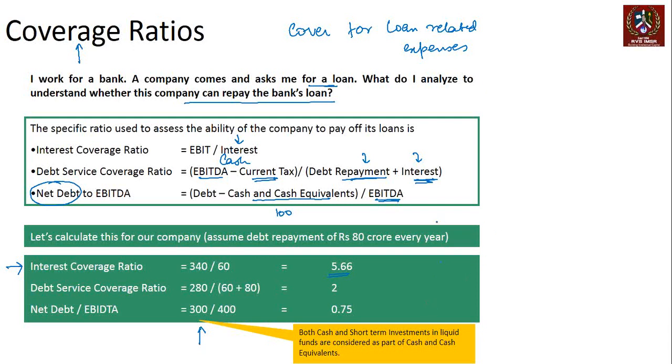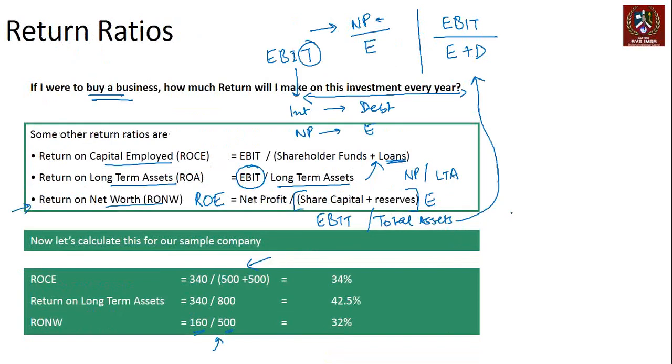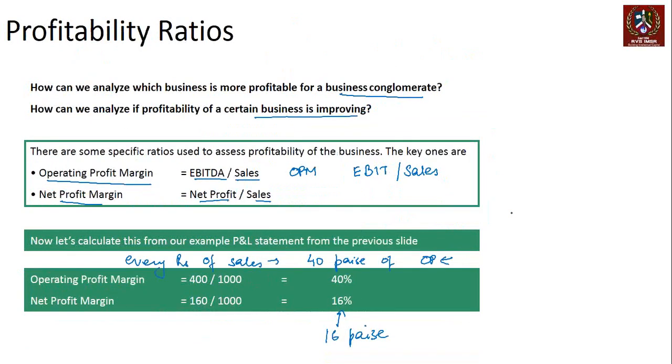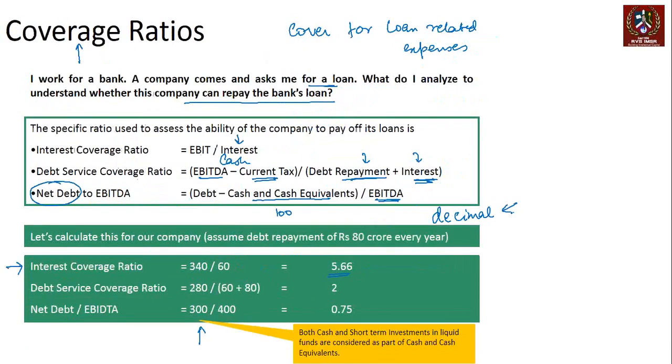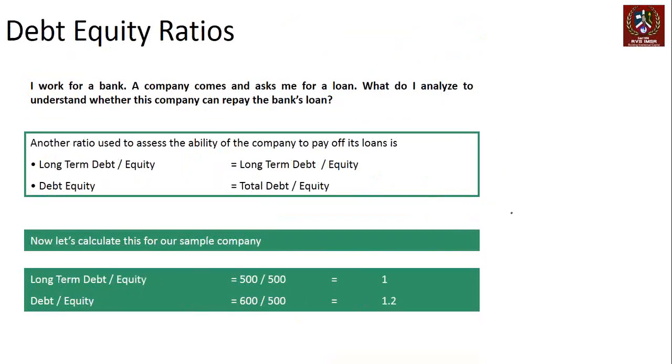Note that these numbers are now decimal numbers. They are no longer percentage numbers. Your return ratios and your profitability ratios were all percentage numbers. These numbers have now become decimal numbers. Right? Again, the individual implication of each one of these becomes more important when we look at trends. So we'll come to that in the context of our understanding.